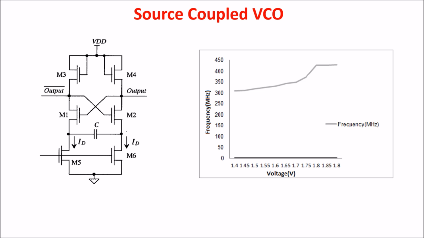Below 1.4 volts we have some nonlinear effects, so this kind of VCO has a low range of oscillation and the disadvantage of having a large capacitance, so you need more area.